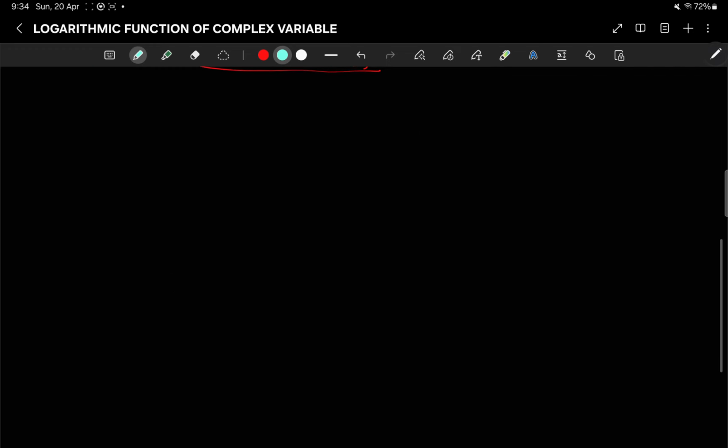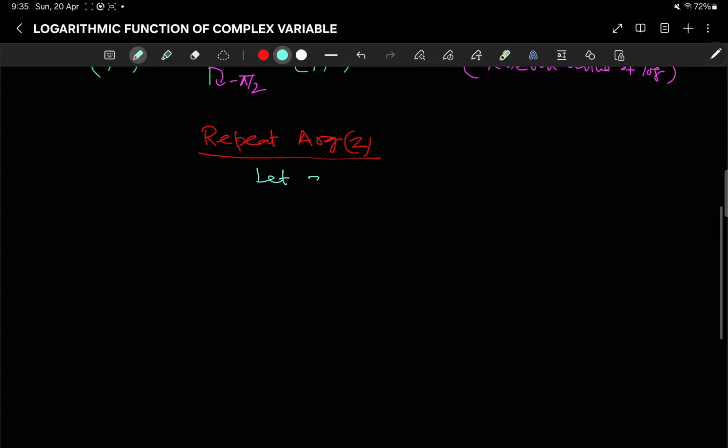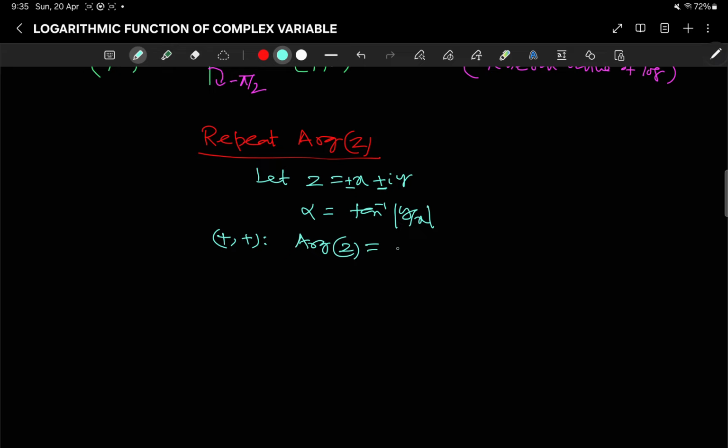Now just to repeat the argument of z, let z is equal to x plus iy. It may be plus or minus x, plus or minus y. Let my alpha be tan inverse of |y| by |x|. Now if z is in the first quadrant, plus plus, then the argument of z is simply tan inverse of |y| by |x|.